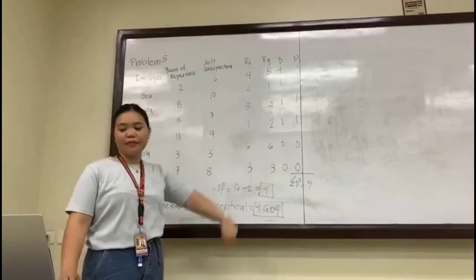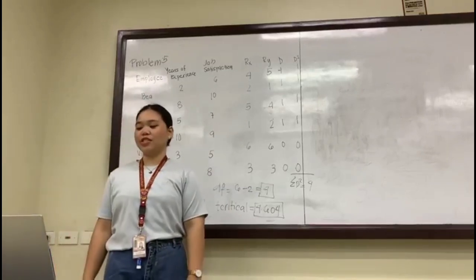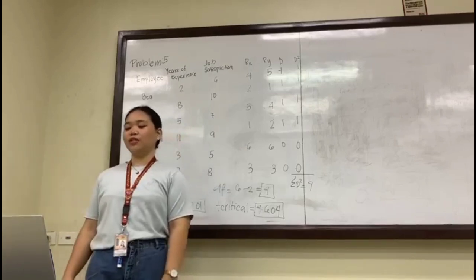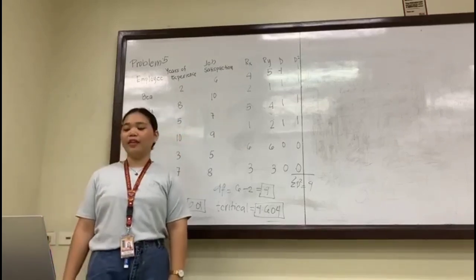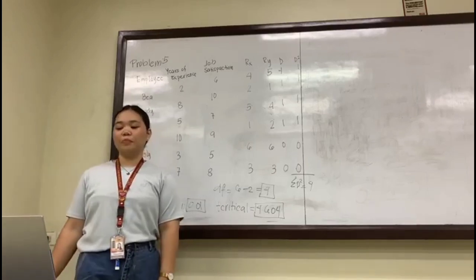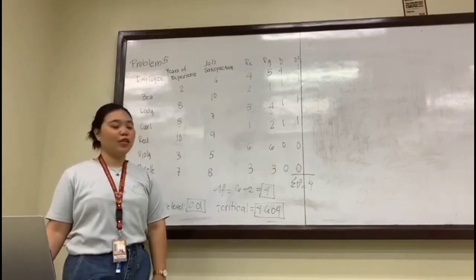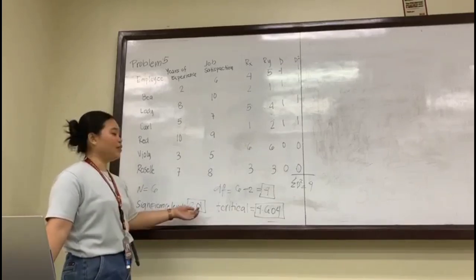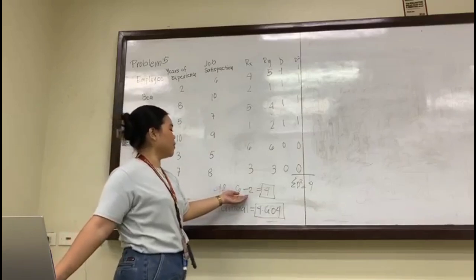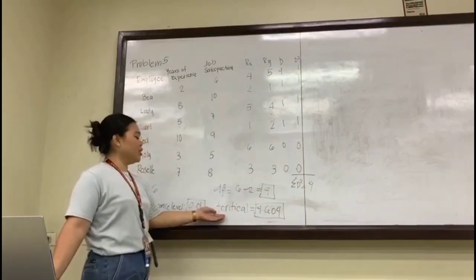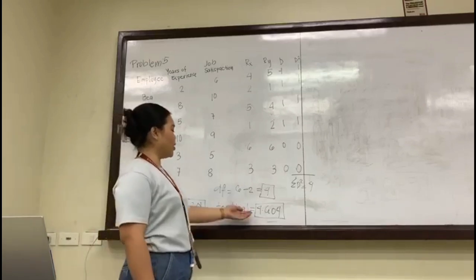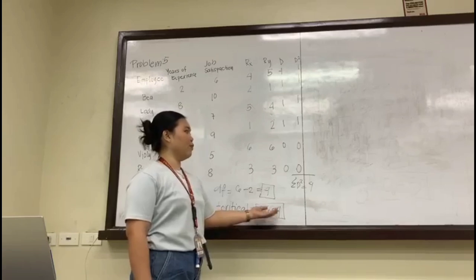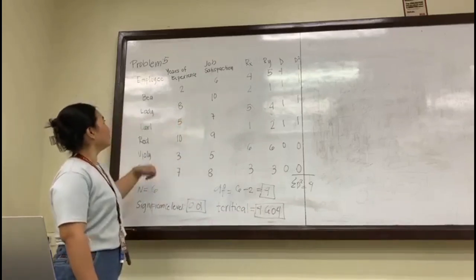For our problem number 5, a manager is interested in understanding if there is a relationship between employees' job satisfaction, rated on a scale of 1 to 10, and their years of experience in the company. Significance level of 0.01. After identifying our significance level, we identify our degrees of freedom, 6 minus 2, to find our t critical. So after finding it, our t critical is 4.604.